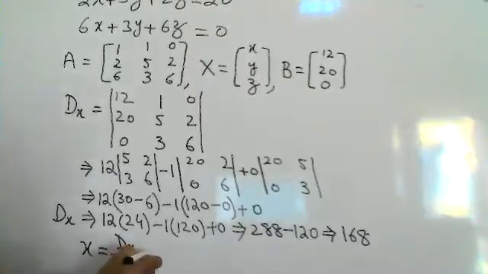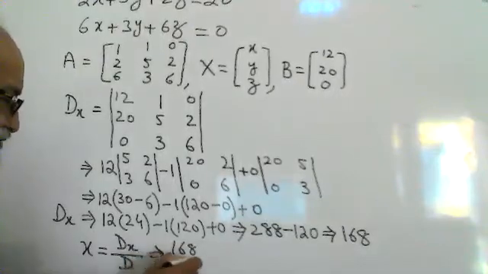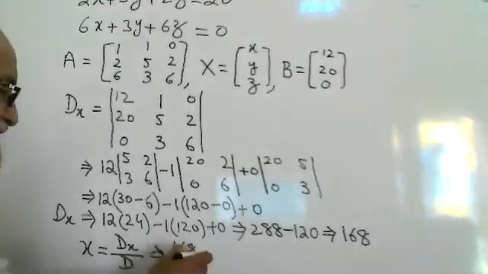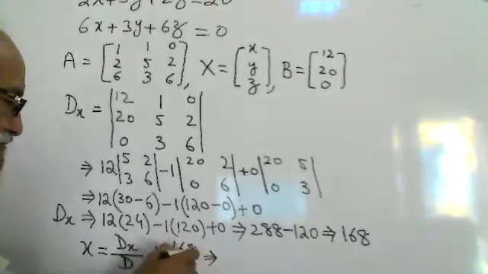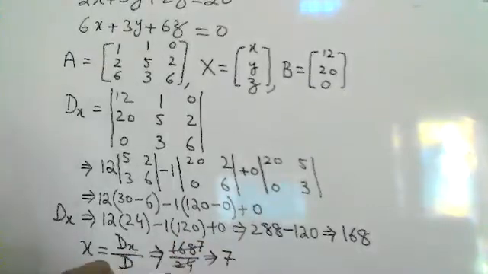Okay. So dx is 168, d was 24. So the answer is 7. So x is 7. This is the way how to find the value of x. First we'll find d, then we'll find dx, then dx will be divided by d. It will give the value of x. x is equal to dx upon d.